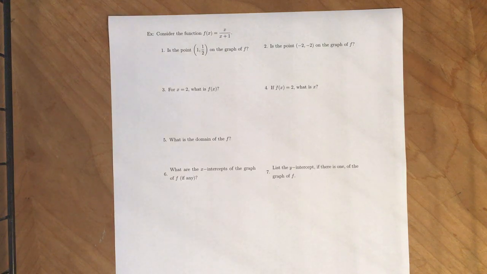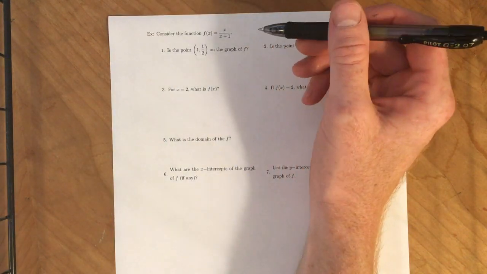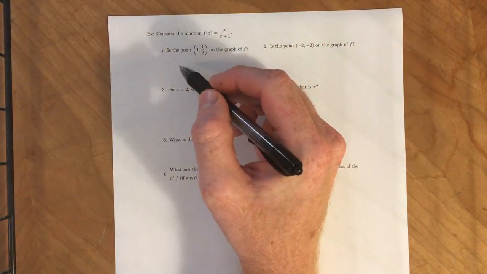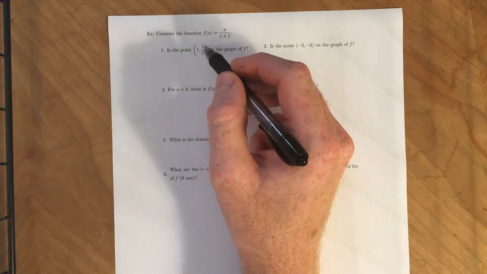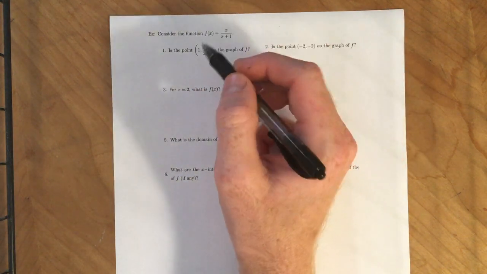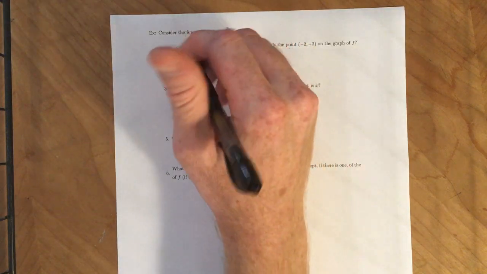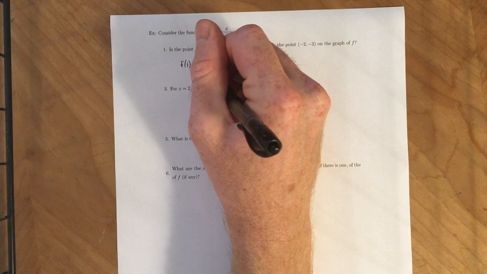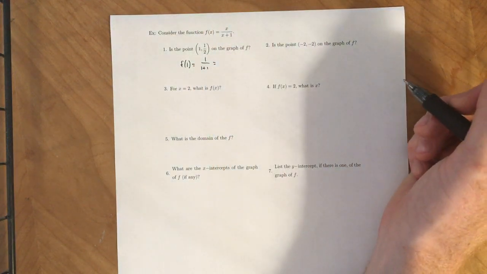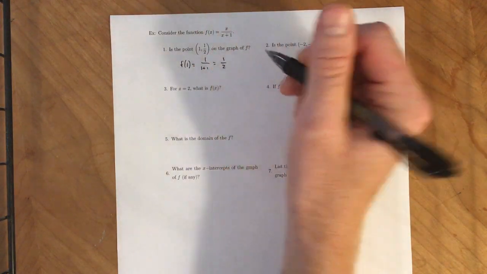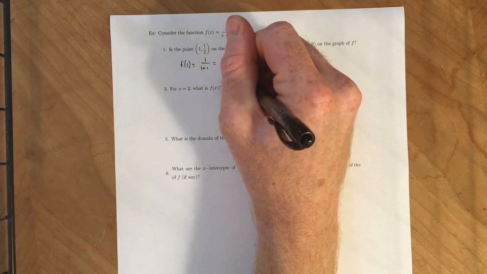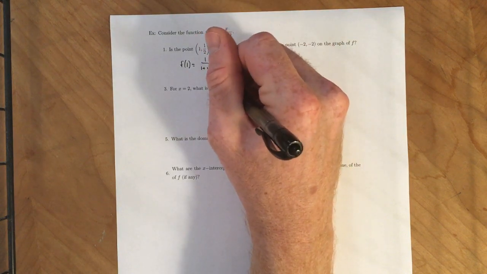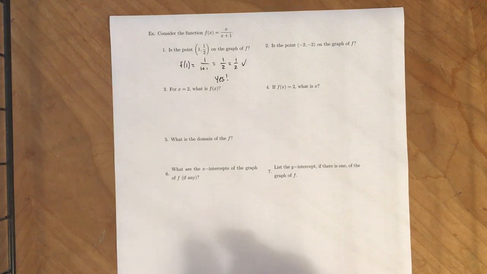Let's try to repeat the previous example without an actual graph, but just from the equation of the function. First we're asked, is the point (1, 1/2) on the graph of f? We're just going to take x equals 1, plug it in, and see what we get. So we get 1 over 1 plus 1. 1 plus 1 gives us 2, so we get 1/2. 1/2 is equal to 1/2, so we are good. The answer is yes. That point is on the graph.